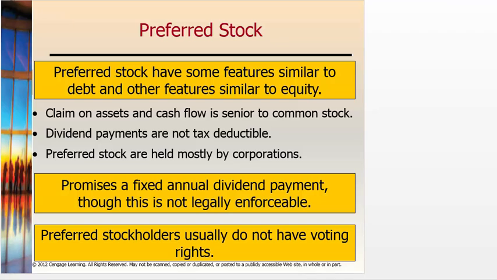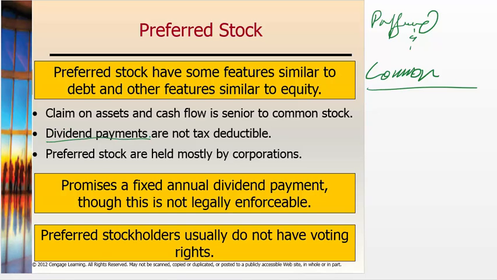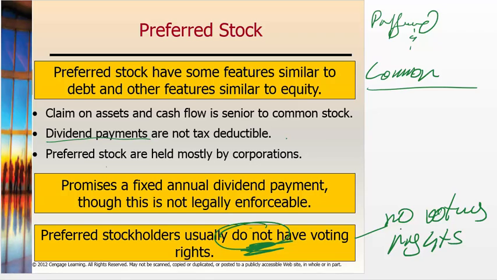So we have two types of stock that we really think about. We have preferred stock and we have common stock. You would do well to know the differences between preferred and common stocks. What is the difference? Preferred stock gets dividend payments on a regular basis. Preferred stock may be mostly held by corporations, but more to the point, they do not have voting rights. No voting rights. That's the first one.